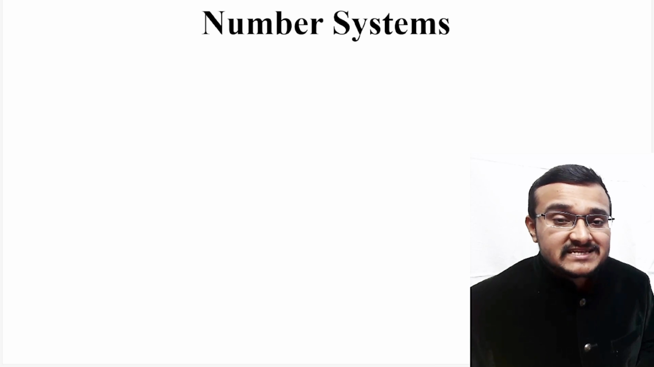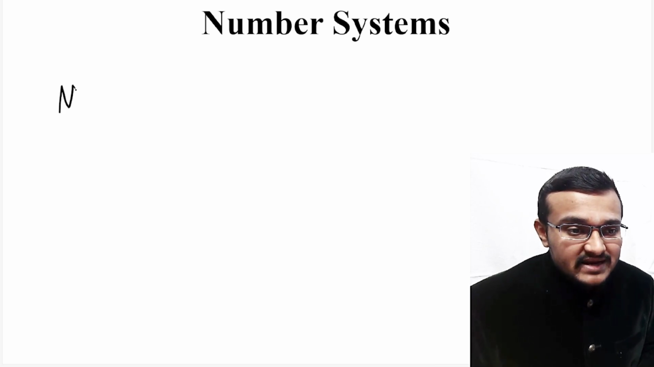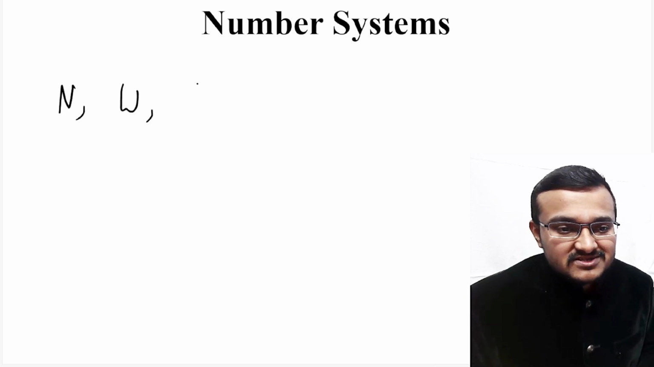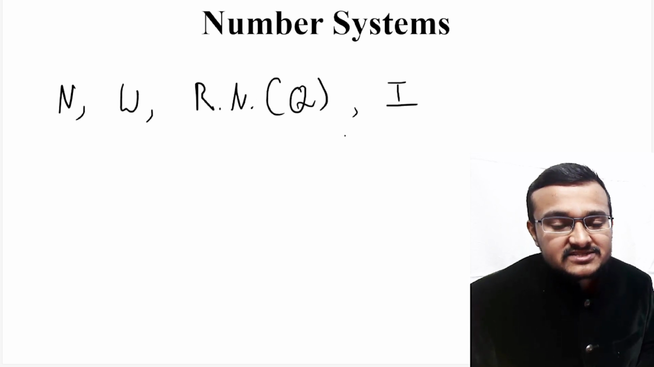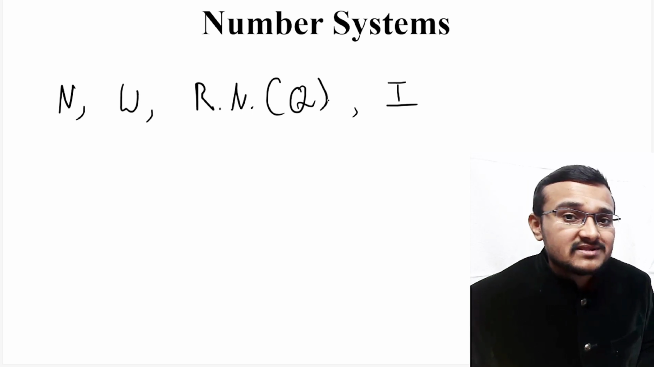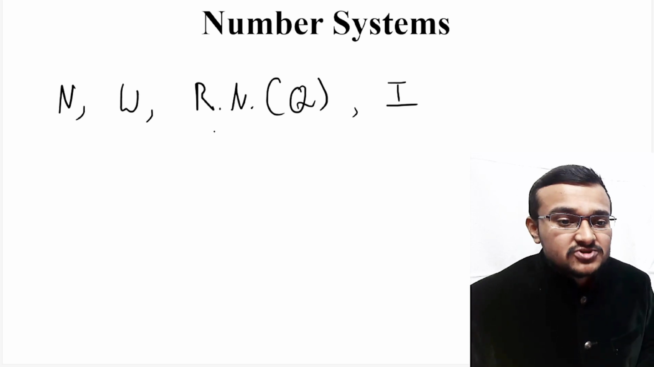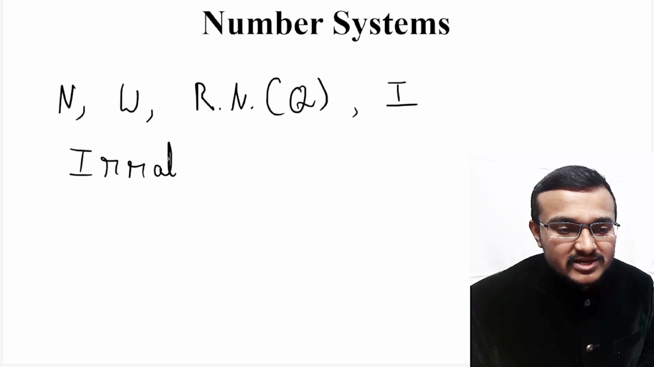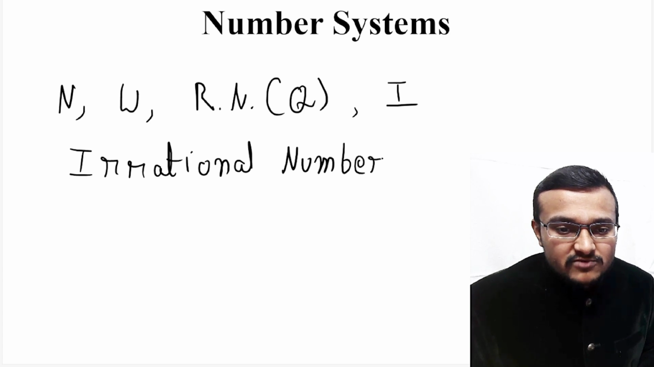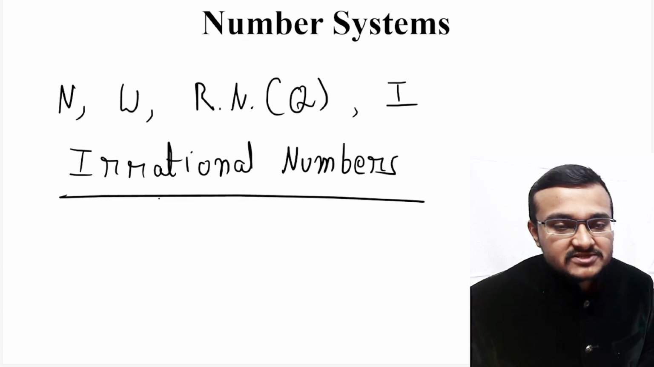So in my previous video, I was explaining about natural numbers, whole numbers, rational numbers which can be denoted as Q, and also about integers. And I also solved the exercise 1.1 questions. So now in this particular video, we will try to understand what you mean by irrational numbers.